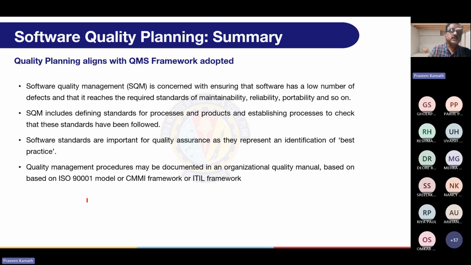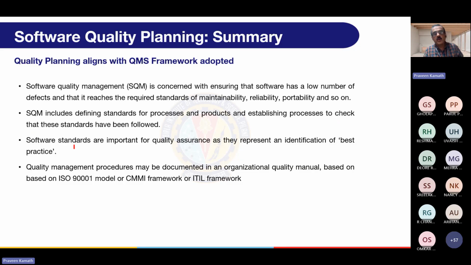Quality planning aligns with the QMS framework adopted, the quality management system framework. Software quality management, SQM, is concerned with ensuring that software has a low number of defects and that it reaches the required standards of maintainability, reliability, portability, and so on. SQM includes defining standards for processes and products and establishing processes to check that these standards have been followed.